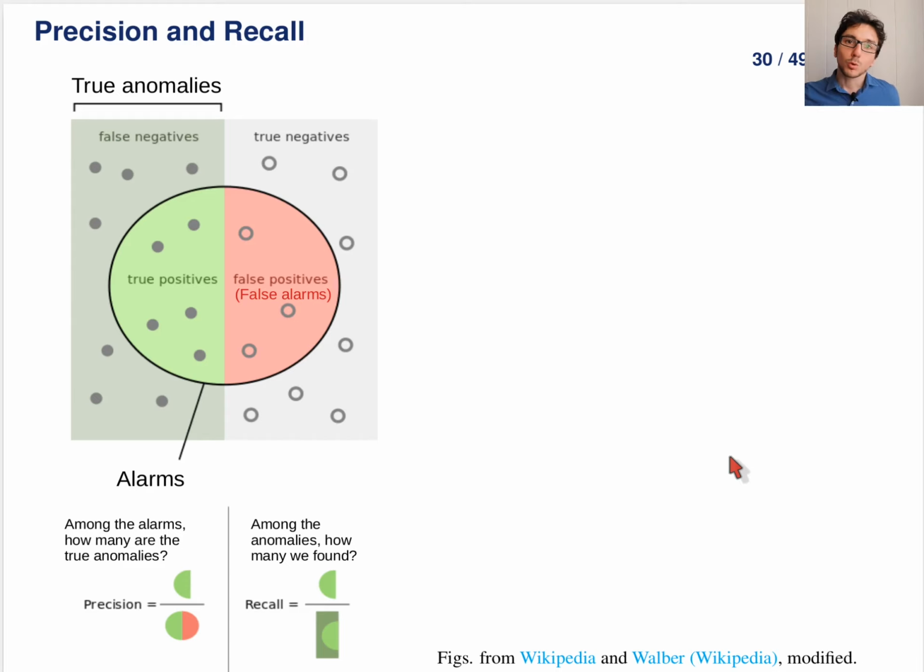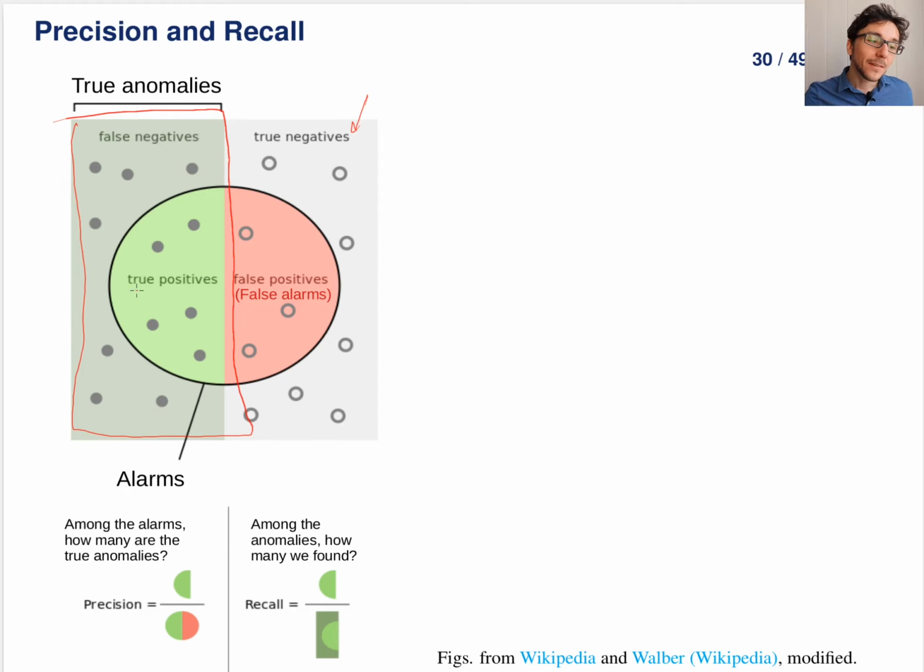So to judge the quality of the anomaly detection method, you use different metrics. Let's first look at precision and recall. First, imagine all your samples are represented in this square here. And imagine here on the left we have all the true anomalies, and on the right we have all the normal points. We say that the anomalies are the positives, while the normal points are the negatives.